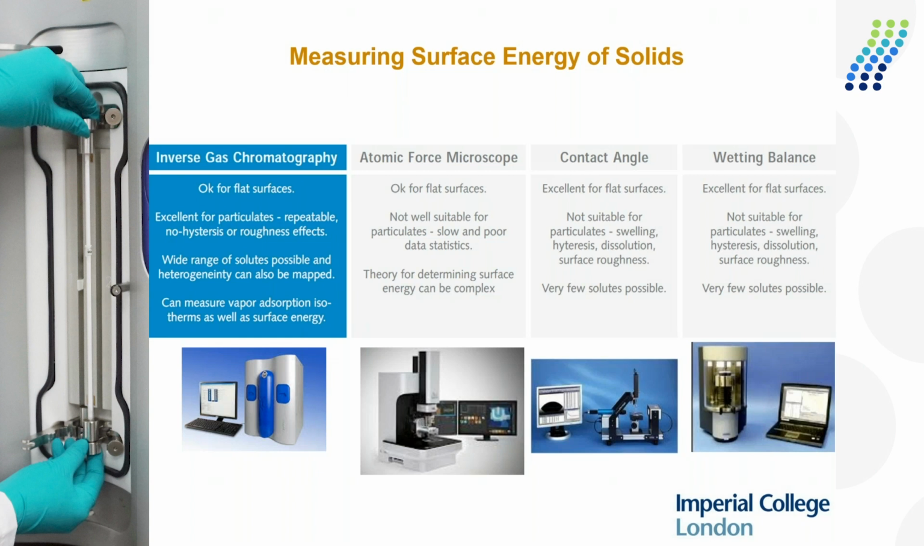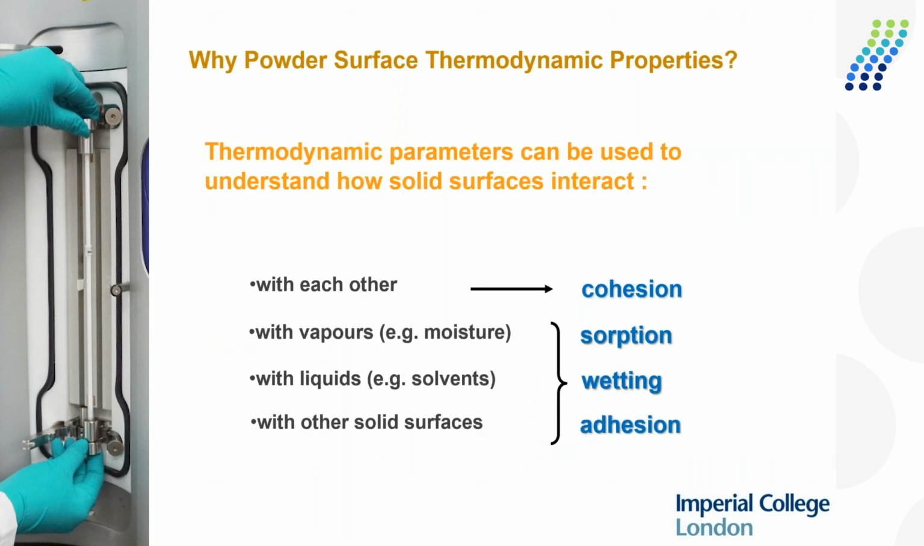So just briefly, finally, to talk about why we want these powder surface thermodynamic properties. I talked about measuring the surface energy of the powders. And actually, there are lots of reasons I might want to know the surface energy. If I'm interested in those particles sticking together, if I'm interested in adhesion, then the surface energy can help me understand the cohesion of powders. If I'm concerned about vapors such as water absorbing or interacting with a solid, then knowing about the surface energy can help me there. Or simple things like wetting.